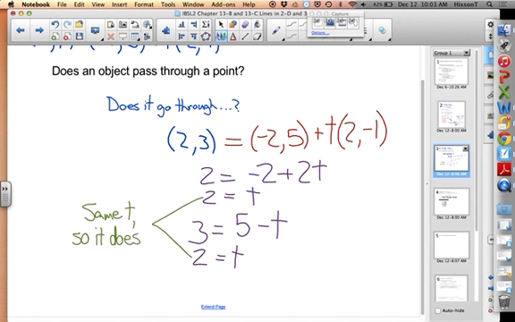So our line does hit 2, 3. You could say when t equals 2, just to be thorough. Alright. Does that make sense?